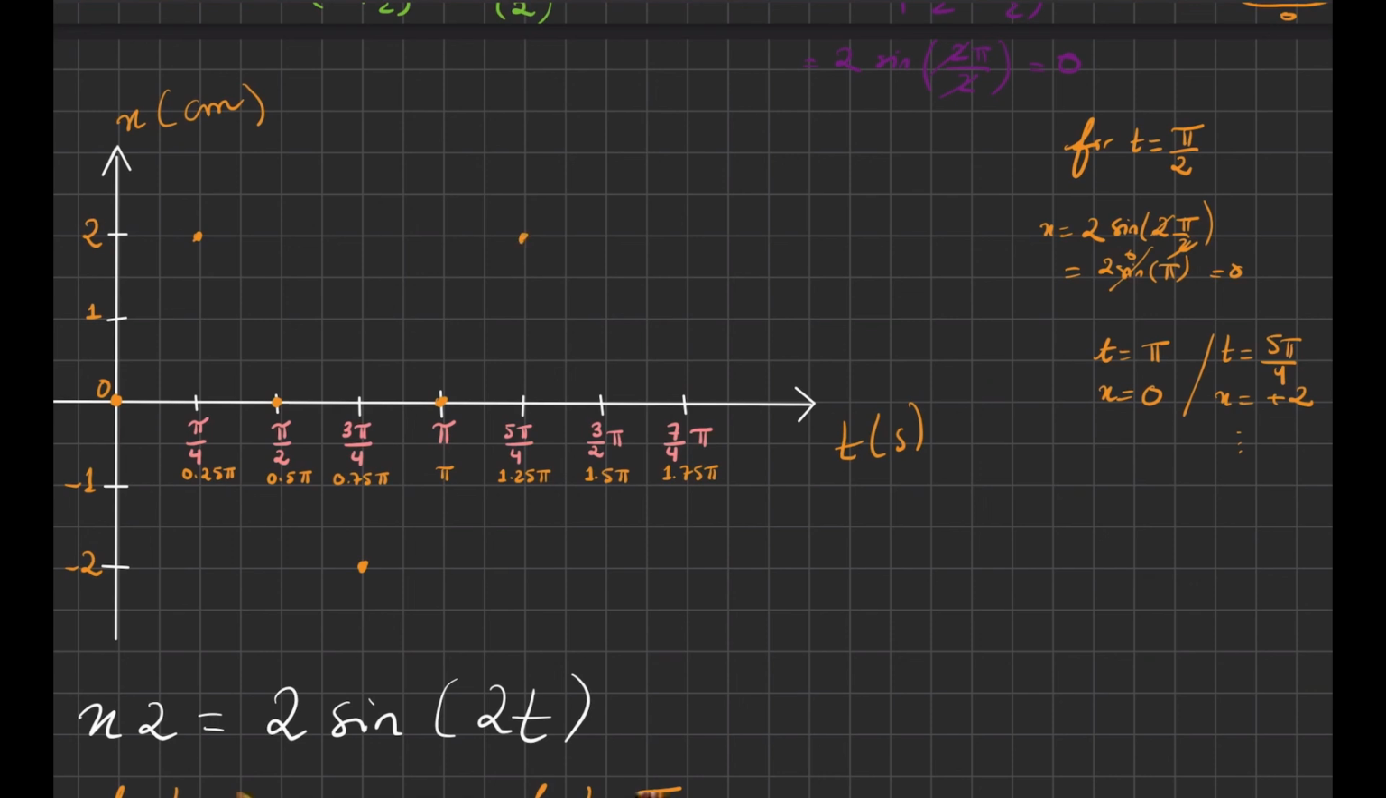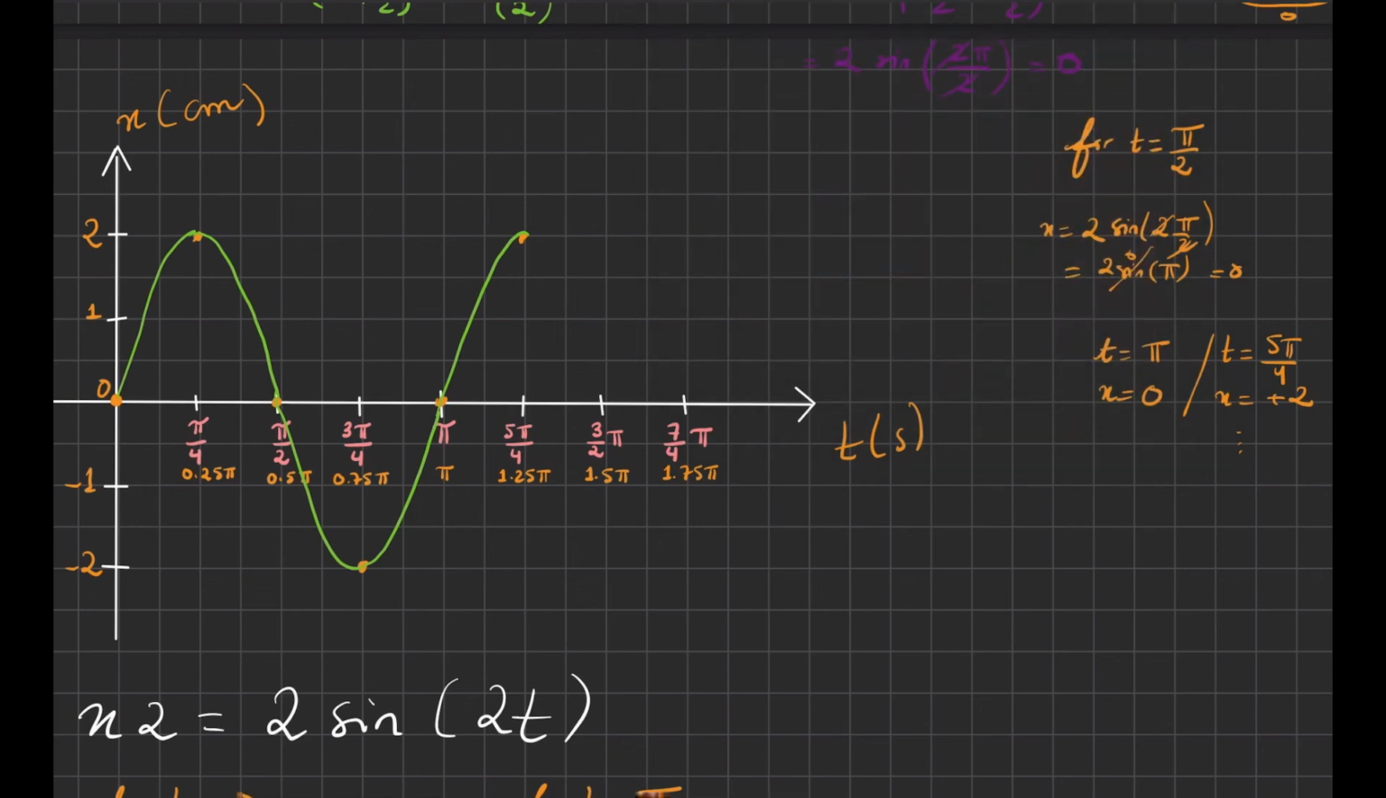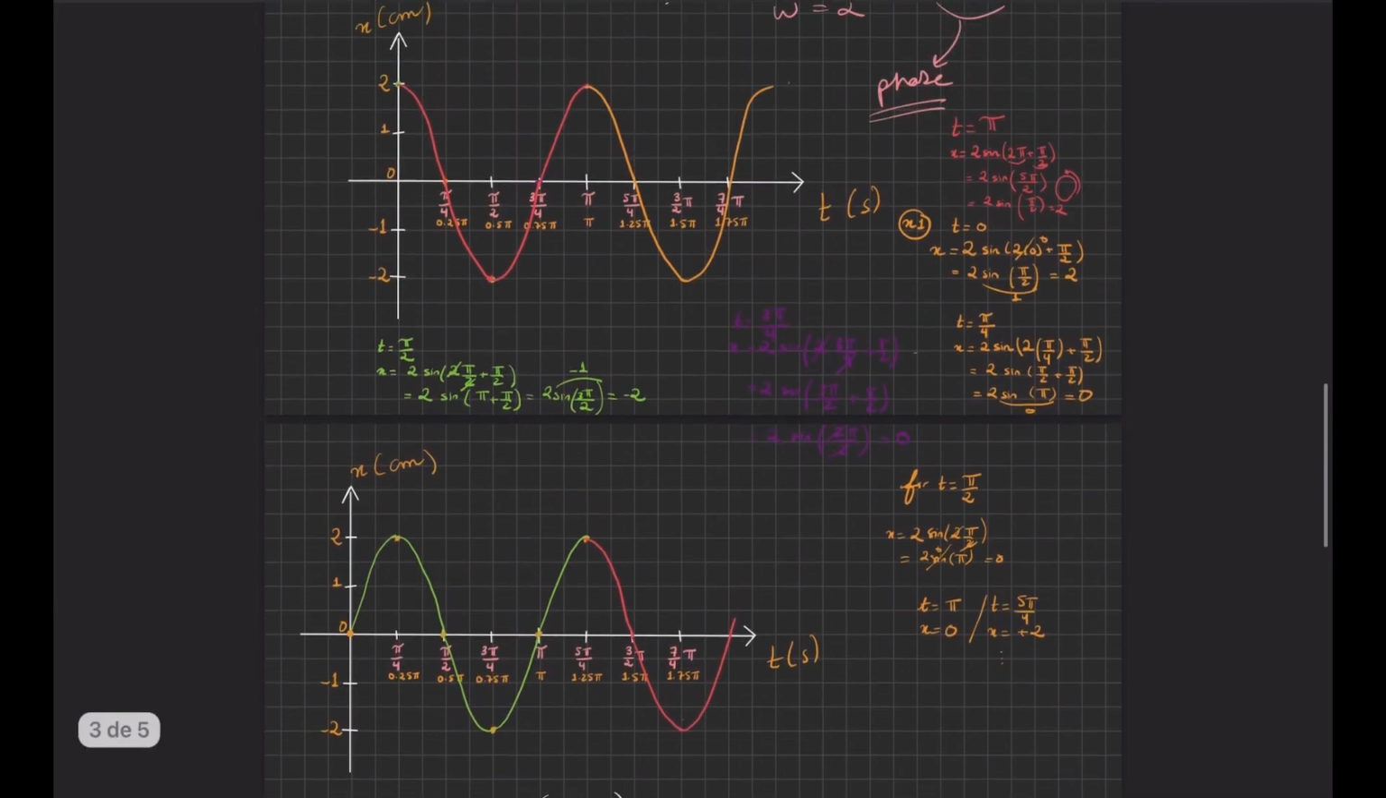You can see actually the pattern, how it's going. So we start, let me change the color. We start at 0, go to the maximum, back to 0, go to the minimum, back to 0, maximum, and so on and so forth. If you continue doing the calculations, because it's a periodic function, obviously it's going to be like this. And so on.